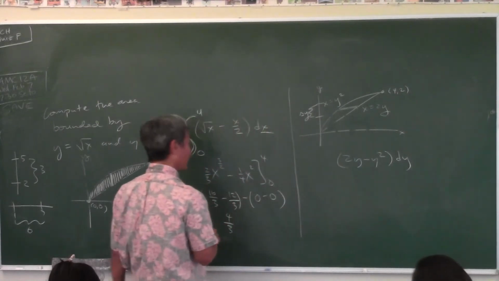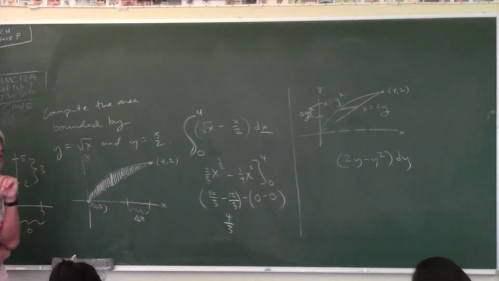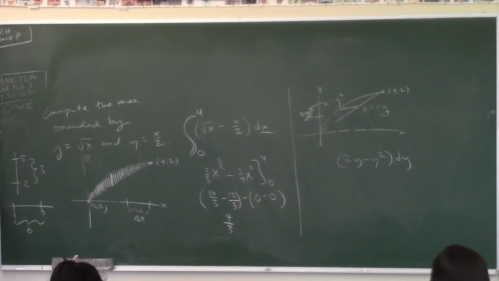I have a question. How come it's 2y minus y squared? Right minus left. Always, no matter what, if you do a horizontal rectangle. Right minus left. Look here, I'll do this again. If this is 1 and this is 7, then the length is 6. Right minus left.